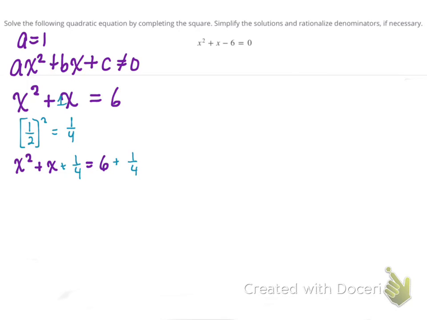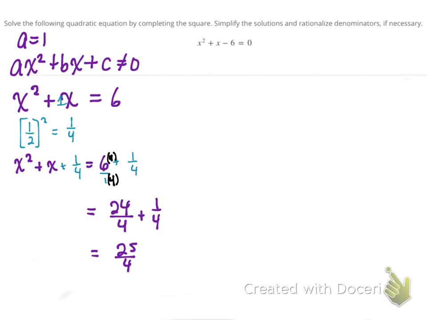Alright, don't let the fractions throw you off here. On the right hand side, that's going to be 6 over 1. I need to get common denominators. The common denominator is going to be 4. So I'm going to multiply this by 4 and multiply this by 4. When I do that, this is going to give me 24 over 4 plus 1 over 4. And then I know I'm going to add the numerators, keep the denominator, and that's going to give me 25/4.